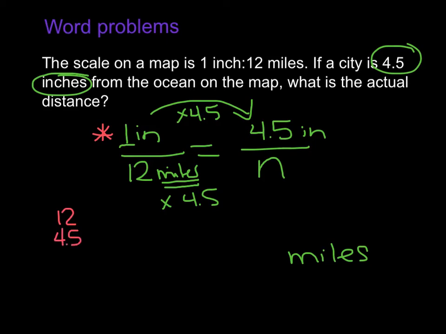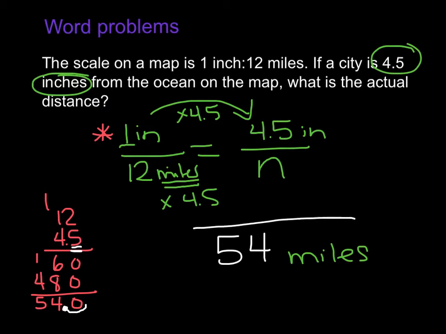12 times 4.5. 5 times 2 is 10. I carry the 1. 5 times 1 is 5, plus 1 is 6. Don't forget your 0 placeholder. 4 times 2 is 8. 4 times 1 is 4. Go ahead and add those up. 0, 14, 5. I have 1 digit after the decimal in the problem, so I have to move my decimal back 1 space, which gives me an answer of 54 miles.